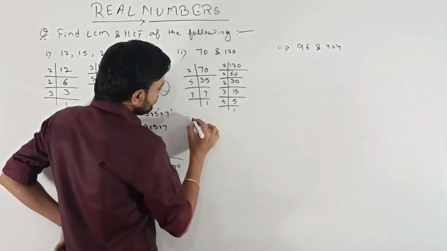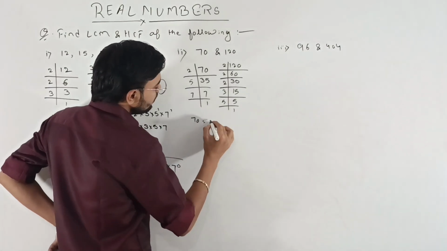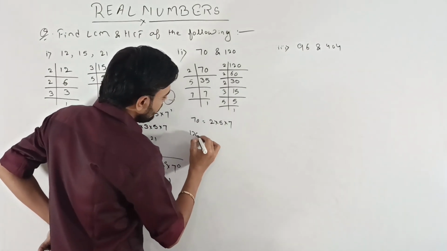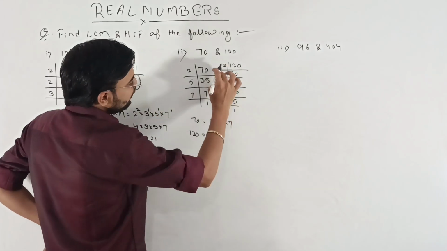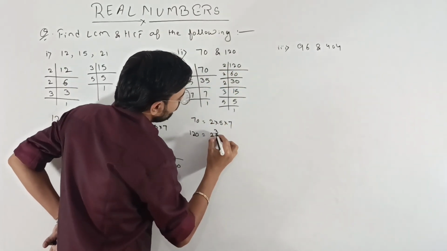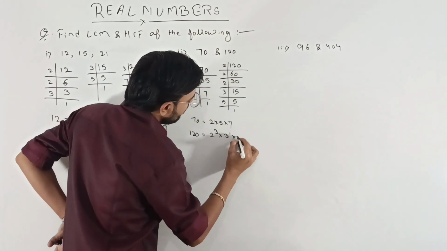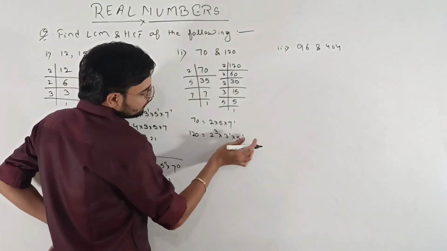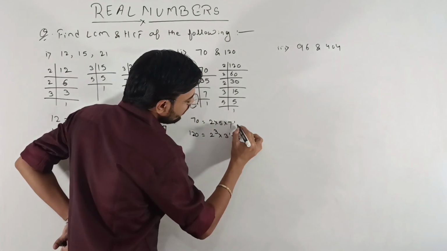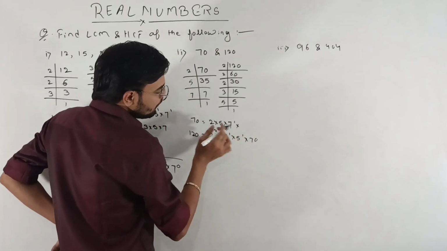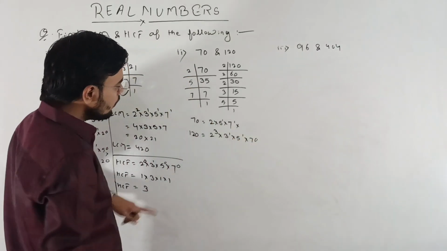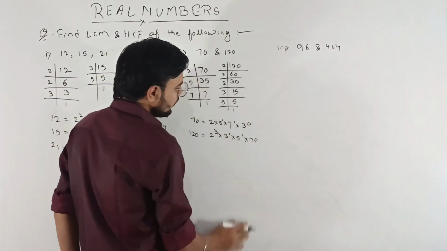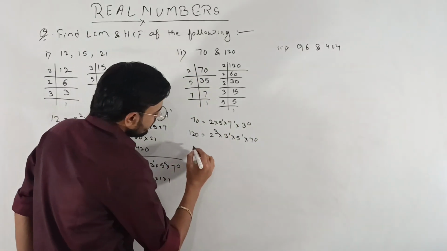Okay, now for 70: 2 into 5 into 7. Now for 120: 2 to the power 3, 3 is 1 time and 5 is 1 time. Okay, in this there is no 7, so I write 7 to the power 0. And 5 is there, 2 is there. In this 3 is not there, so I write 3 to the power 0. Okay, and now LCM.